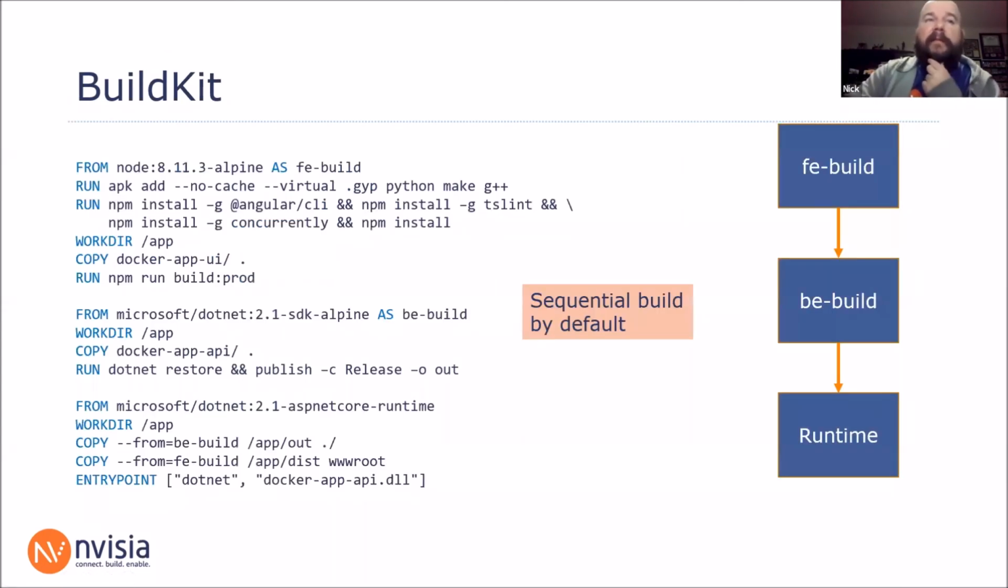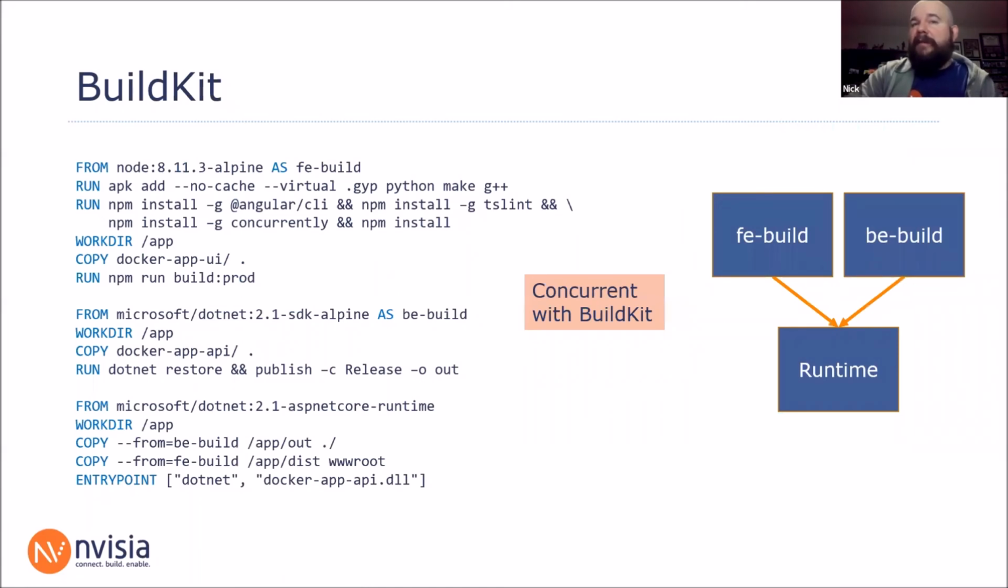So when we look at buildkit enabled for this, by default it was sequential, so front-end builds and back-end builds. With buildkit enabled, these are going to run in parallel, and then runtime is going to run after them. So what you're going to see is that now I'm going to get faster builds because it's going to look at this and say, hey, these two, there's no link between front end and back end, so I can just kick these off at the same time, and then runtime is going to wait until they're done, and then it's going to pick up and go.